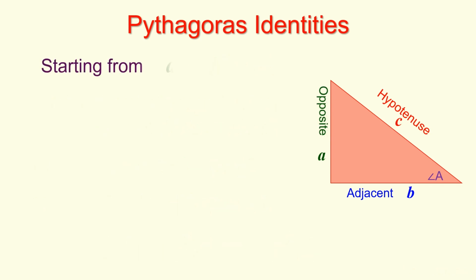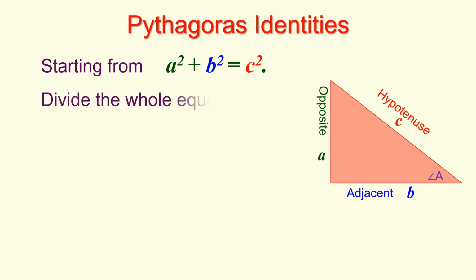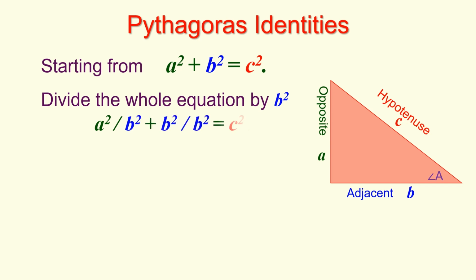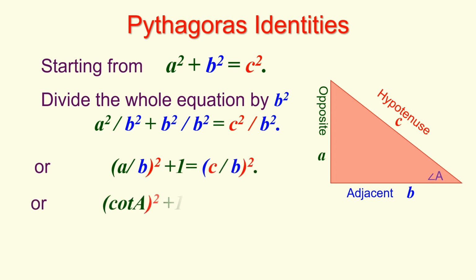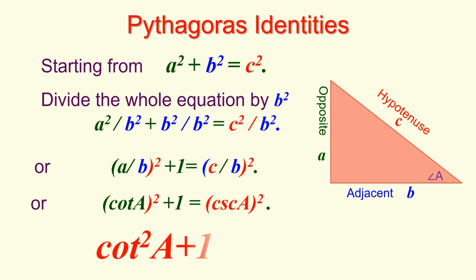Next identity we show here. Starting again from A square plus B square equals C square, divide the whole equation by B square. Or A by B whole square plus 1 equals C by B whole square. As A by B is cot A and C by B is cosec A, so it is cot square A plus 1 equals cosec square A.